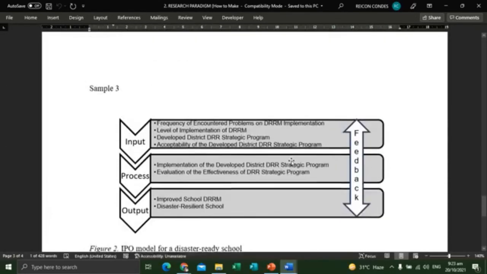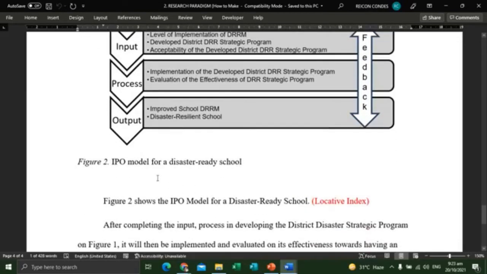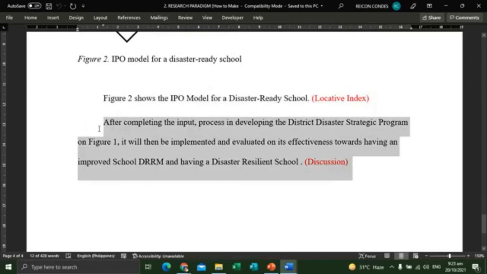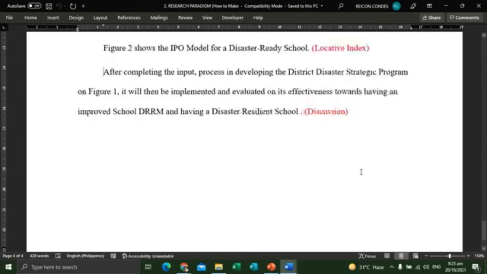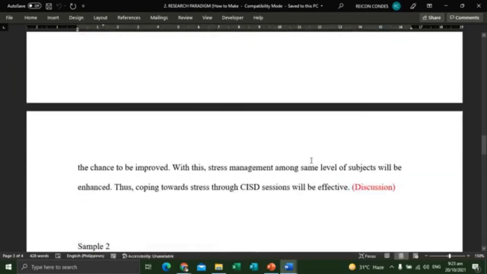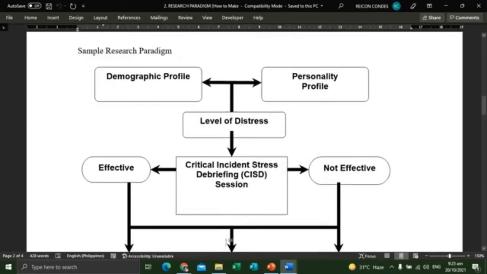Another sample, and then we have the input, process, the output, and then feedback all throughout. So the IPO model for disaster ready school, we have locative index once again, and then a discussion. Now these are just for the sake of examples. What I want you to do is a comprehensive discussion of what will happen, what will be the flow of your concept.